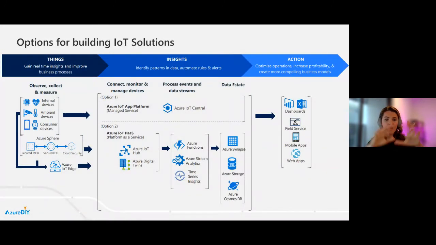So this is the high level, and you can see option 1 and option 2. When we talk about IoT solutions, we usually put them in 3 buckets: things, insights, and actions. Things are your physical devices. For example, in the retail case, that was a camera doing live video analytics, and then potentially streaming that into Azure for AI and ML processing.